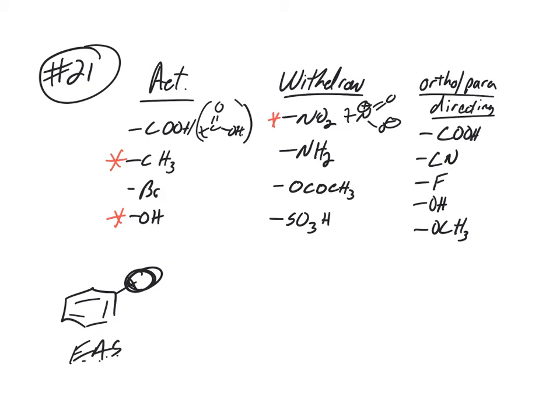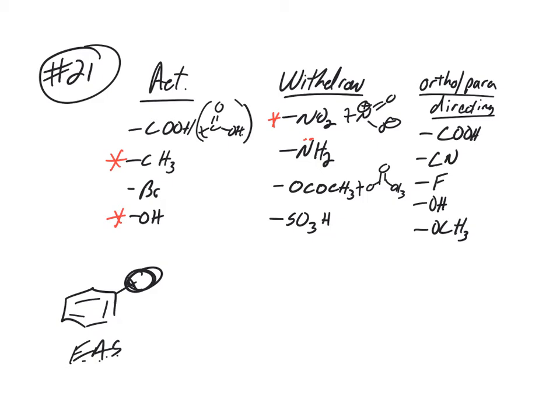NH2 is actually an activator, it has a lone pair there, so that's not going to be a withdrawer. This is actually an ester, but the oxygen is attached to the ring and there's a lone pair there. So that's an activator actually. Not a great activator, but it could be an activator.